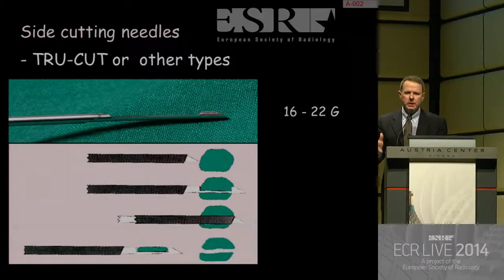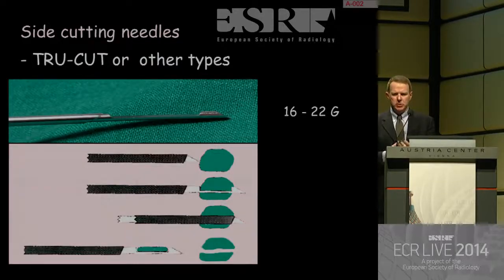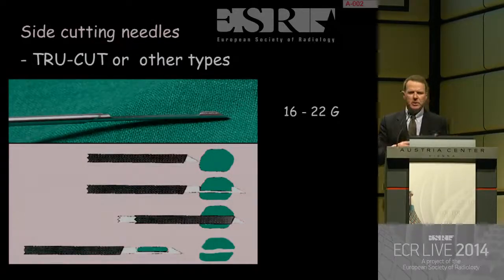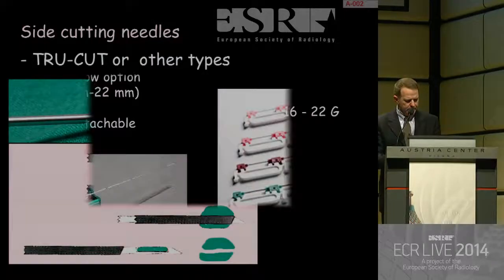You have TrueCut type of needles. I guess that all of you are familiar with that. I guess that those of you who do breast biopsies are very familiar with those. And they are in a size that goes from 16 to 22. I have never obtained tissue with a 22. So I don't know why 22 is on this slide, but anyhow, the manufacturers do it.